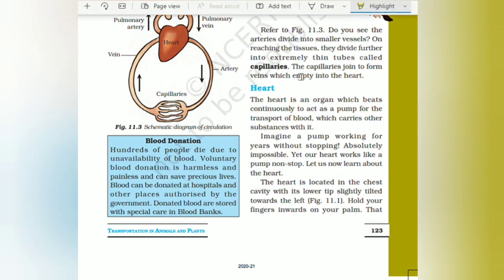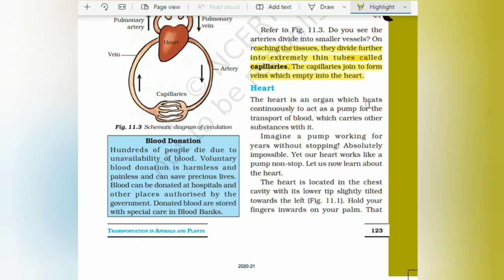On reaching the tissues, the arteries divide further into extremely thin tubes that are referred to as the capillaries. These capillaries join to form veins, which empty into the heart.